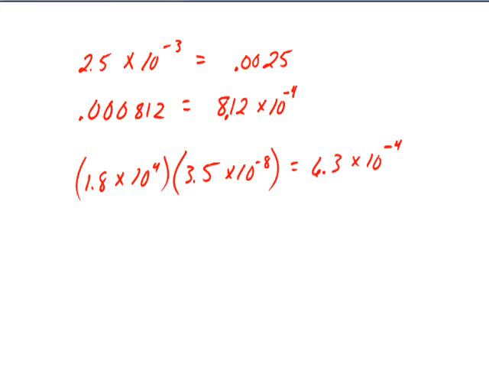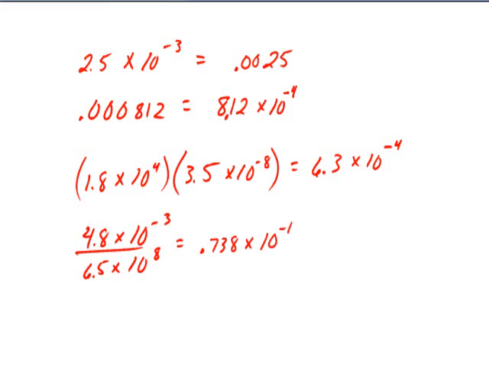Let me give you an example that you can practice with. 4.8 times 10 to the negative 3rd divided by 6.5 times 10 to the 8th. Pause the video and come back to check your answer. In this problem, if we divide 4.8 divided by 6.5, we get approximately 0.738. And from my exponents, 10 to the negative third, 10 to the 8th, I can subtract the exponents to get 10 to the negative 11th.